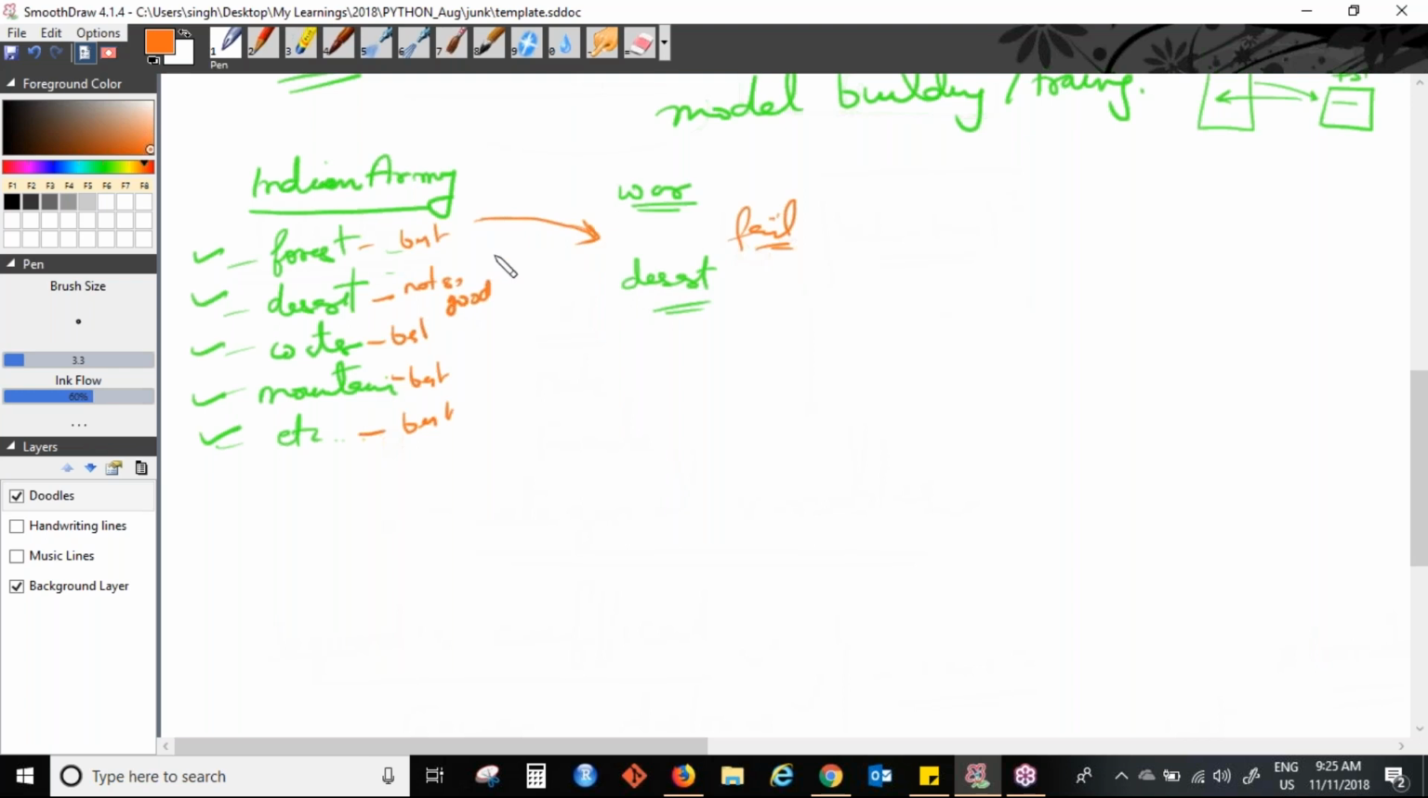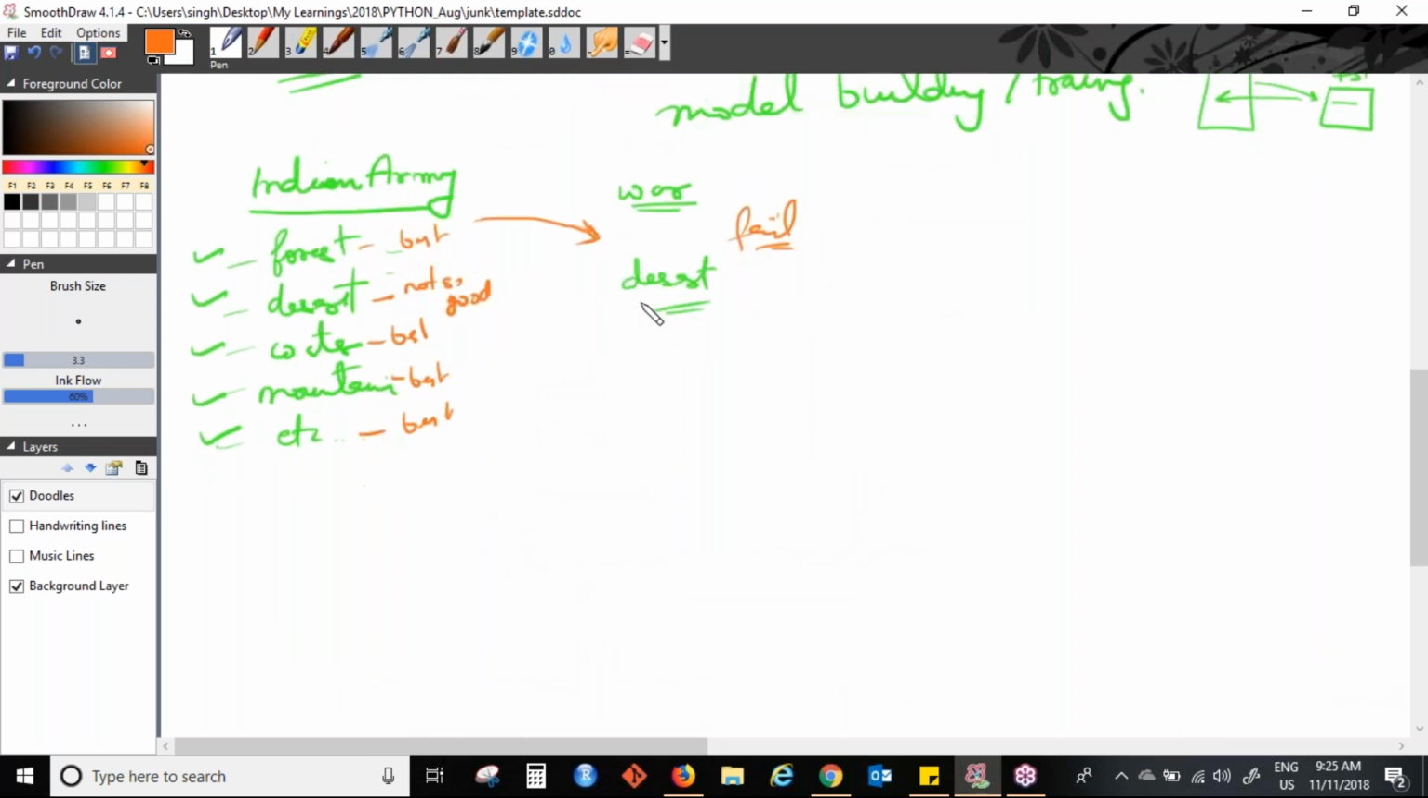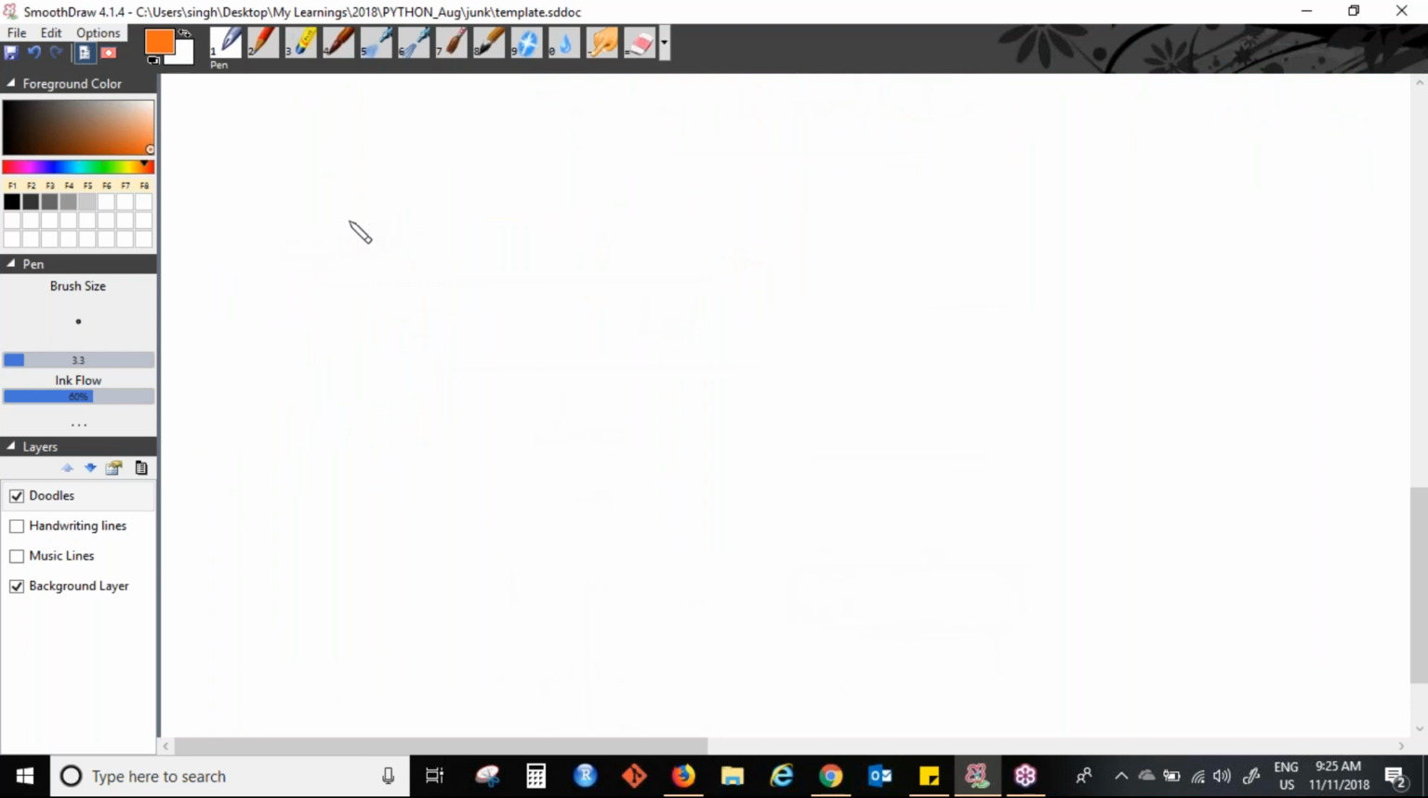Okay, I think I should go back to the previous example. This example is a little more complex to understand. So let me give you another example. Let me go back to the same example. We are trying to understand the concept of cross validation. So to understand the process of cross validation, first I'm trying to explain why just train and test is not good.